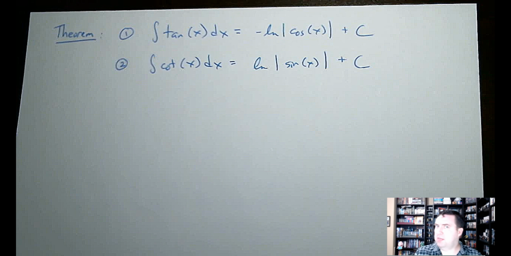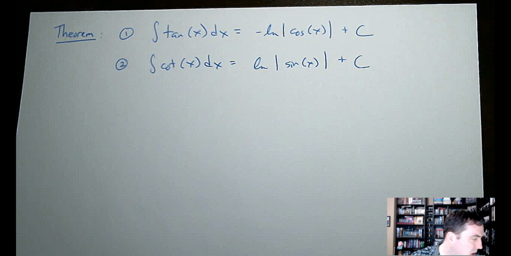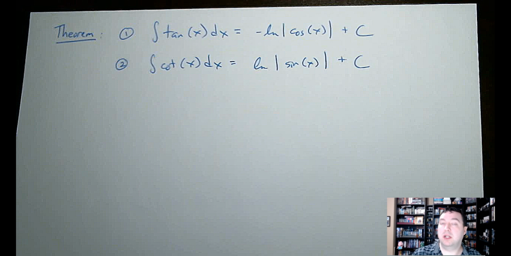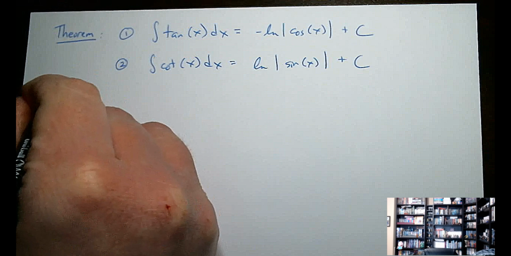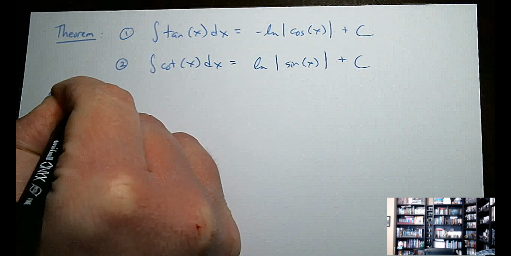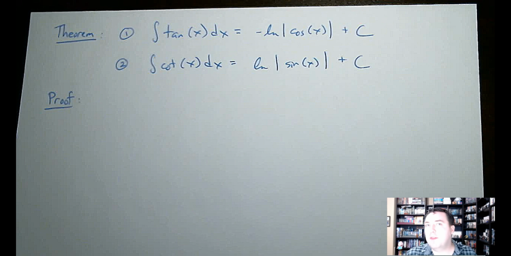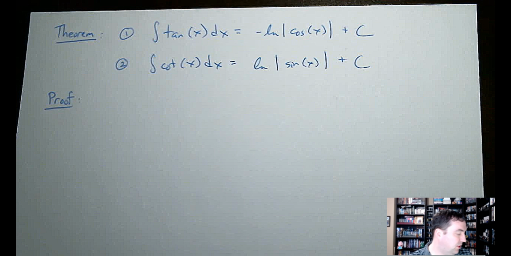And that might seem a little bit surprising. Why would natural logarithms suddenly pop up when they didn't in the integrals for sine or cosine? But we can justify this using u-substitution. We won't prove both of these because the derivation is essentially the same in both cases. Let's concentrate on the first one. Let's get the integral for tangent.